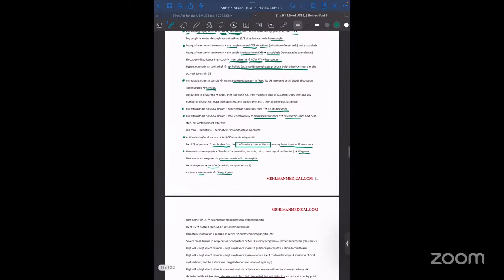Then asthma plus eosinophilia is Churg-Strauss. The new name for Churg-Strauss is eosinophilic granulomatosis with polyangiitis. So this is GPA, this is EGPA, Churg-Strauss. How do we diagnose Churg-Strauss? p-ANCA, anti-MPO, anti-myeloperoxidase.